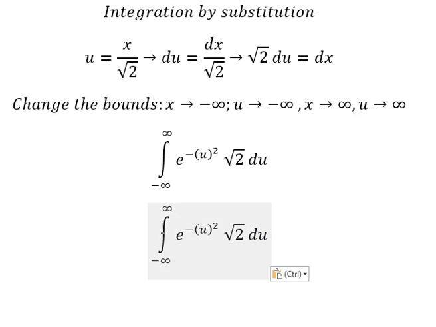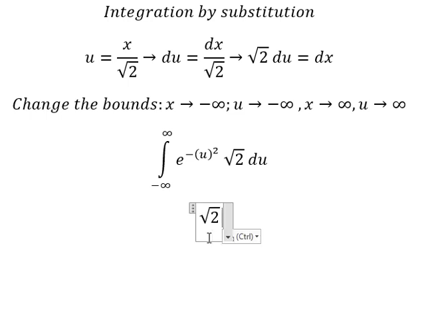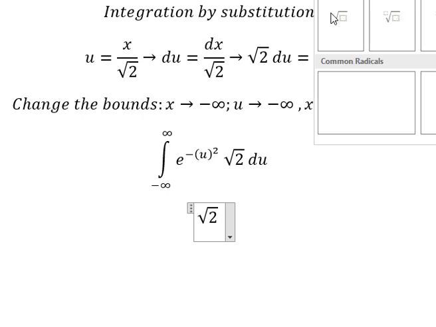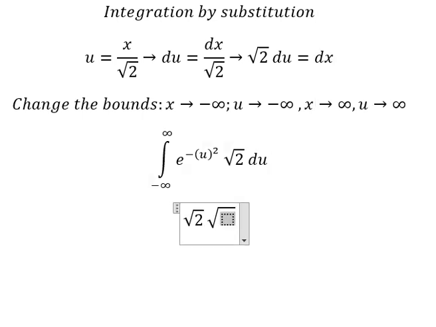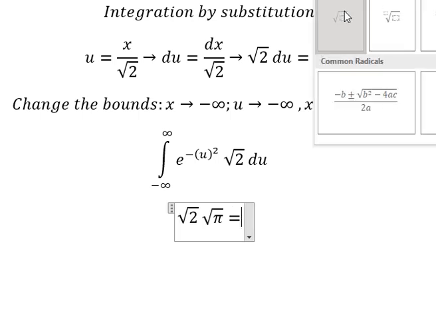So the integration of e to the power of negative u squared from negative infinity to positive infinity gives us the square root of pi. And this is the final answer.